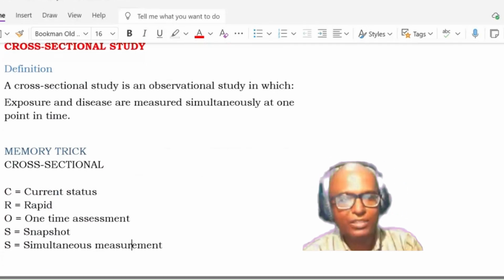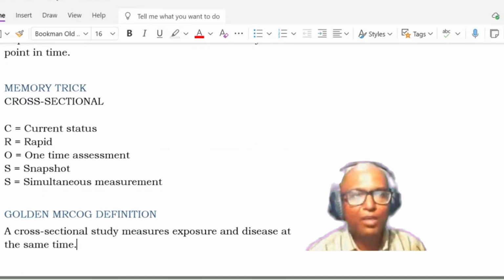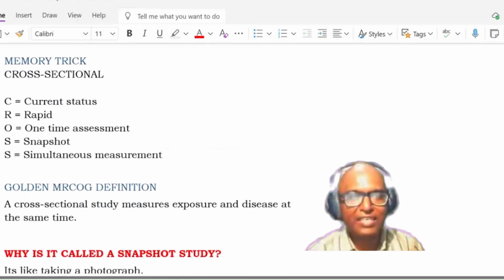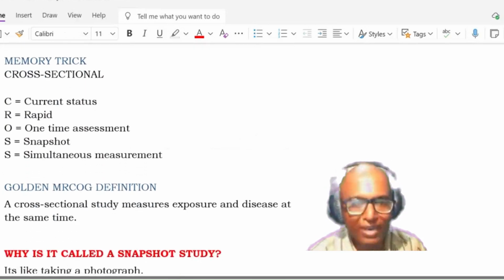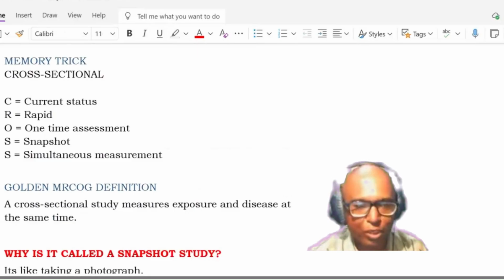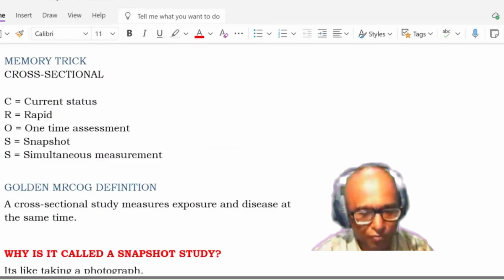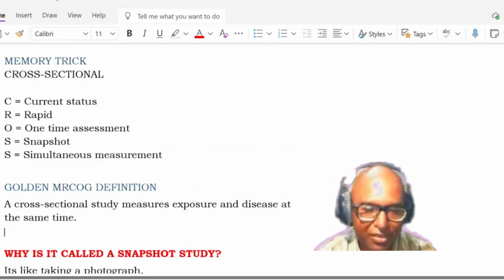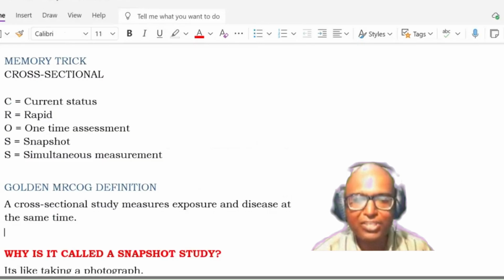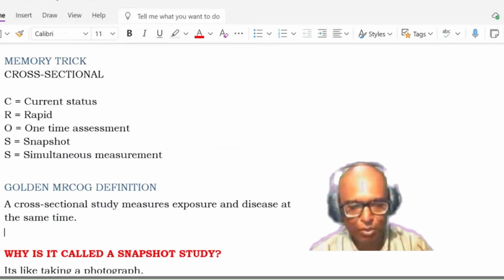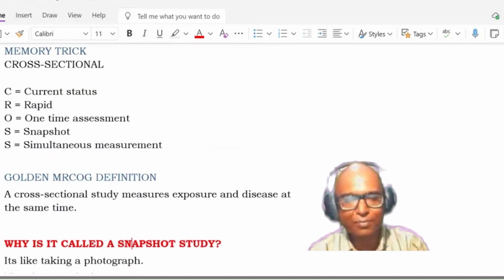Okay, so the cross-sectional mnemonic is CROSS: C for current status, R for rapid, O for one-time assessment, S for snapshot, and S for simultaneous measurement. For examination, you should remember the definition: a cross-sectional study measures exposure and disease at the same time. It's a snapshot. It will take the picture or image of the exposure and the disease at the same time. Why is it called a snapshot study?